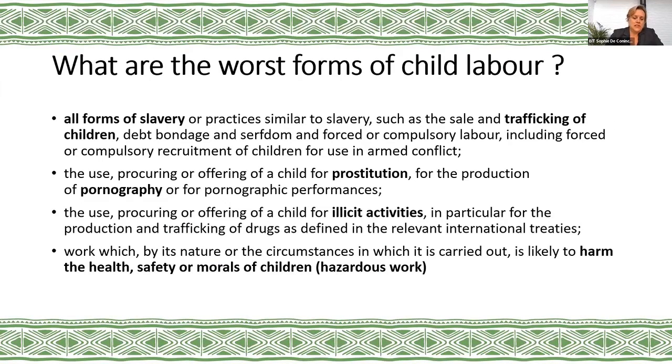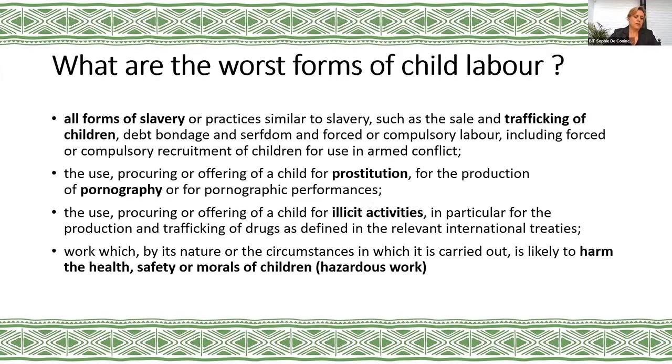So in 1999, Convention 182 was adopted, and that convention defines very clearly what are the worst forms of child labor. It's defined in Article 3, so very often I refer to 3A, 3B, 3C, and 3D. 3A is all forms of slavery or similar practices to slavery. That includes trafficking of children. It includes the use of children in armed conflict, other forms of forced labor. The use, procuring, or offering of a child for prostitution and for the production of pornography. The use, procuring, or offering of a child for illicit activities, such as the production and trafficking of drugs.